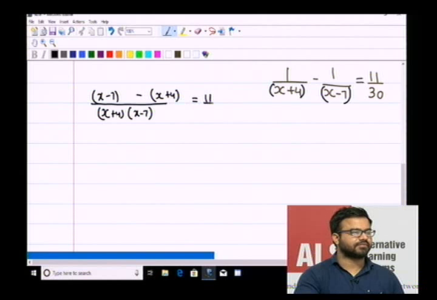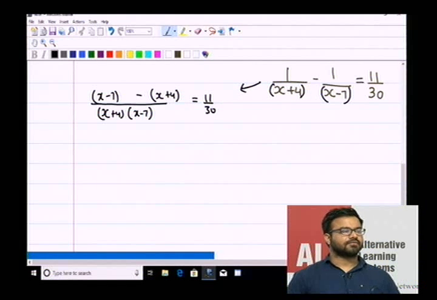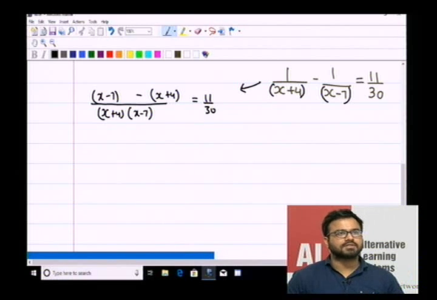That is equal to 11 by 30. This is the first step. We have taken the LCM. Shillong students, is this clear to all of you? This step which I have done? Raise your hand if it is clear. The two students sitting in the second row, is it not clear?